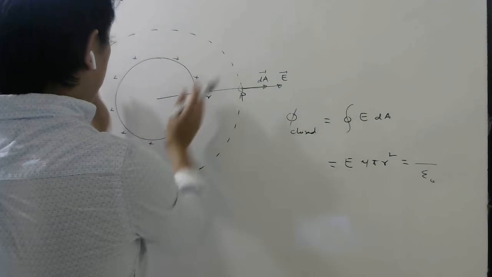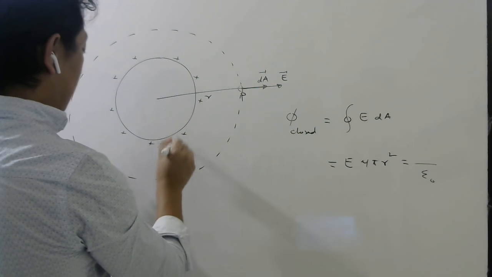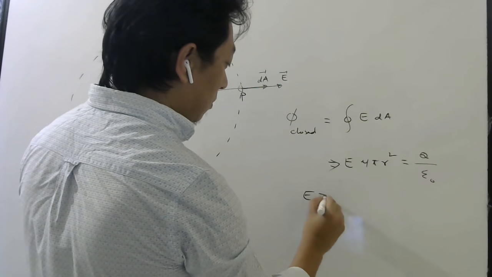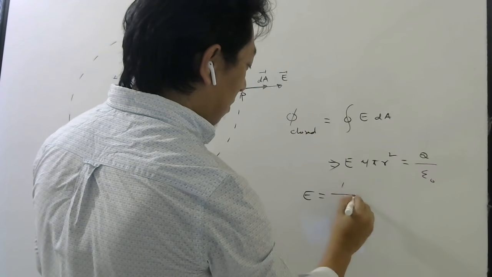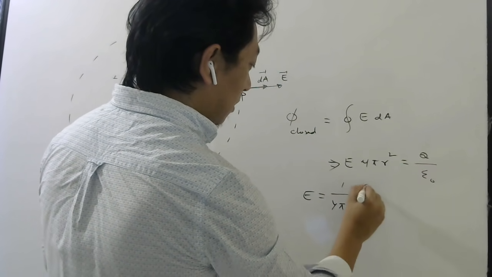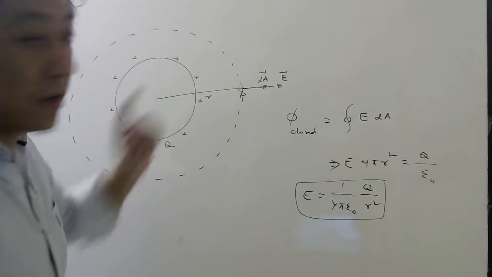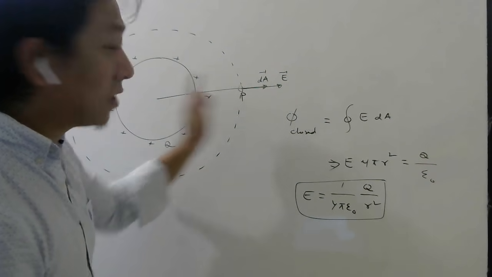So whatever charge is inside is the total charge, let us say Q. Then here you will write Q. So what will be E equal to? Bring this downstairs: E equals 1 by 4 pi epsilon naught Q divided by R square. So this is the formula for electric field at a point P which is outside the shell.